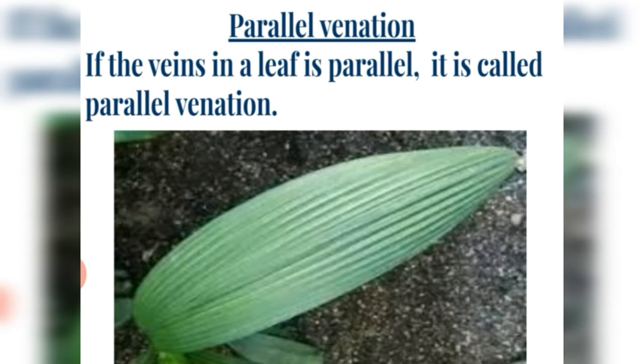First one is parallel venation. Now you can see a picture. In that picture it is clear, right? If the veins in a leaf are parallel, it is called parallel venation. See children, if the veins in a leaf are arranged in parallel, you can see straight lines. The veins look like straight lines. This arrangement is called parallel venation.